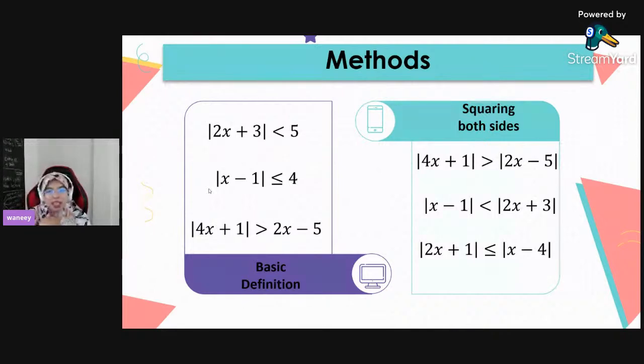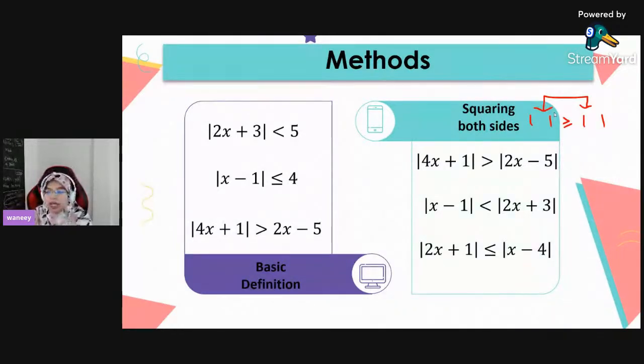But like what we did for absolute value equation, I only use squaring both sides whenever I have modulus on the left hand side and modulus on the right hand side. So saya ada modulus kiri, modulus kanan, baru saya guna squaring both side. Otherwise, I will use the basic definition. So that is normally what I did. I only use squaring both side if I have modulus on left and right. Otherwise, I'll use basic definition.